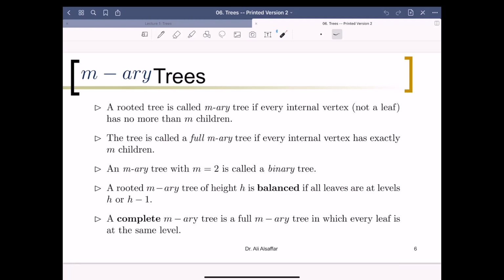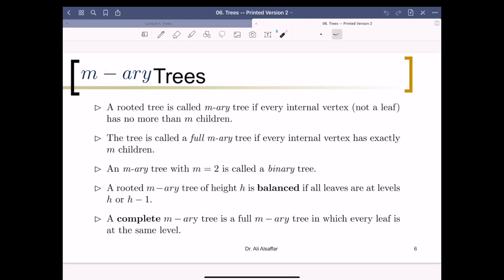M-ary trees are in fact rooted trees with a parameter m. So how to find the parameter m? Now for any rooted tree, we have two types of vertices. Either it is a leaf or it is an internal vertex. Any vertex that has children, including the root, is an internal vertex. Otherwise, it's a leaf.